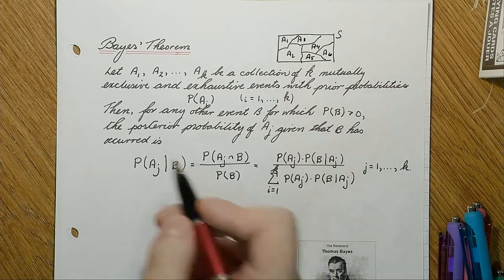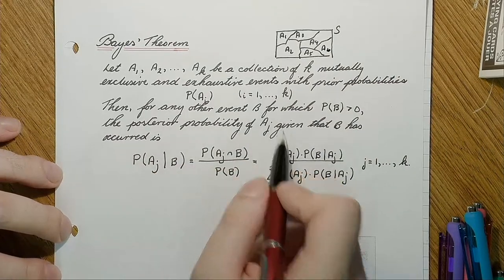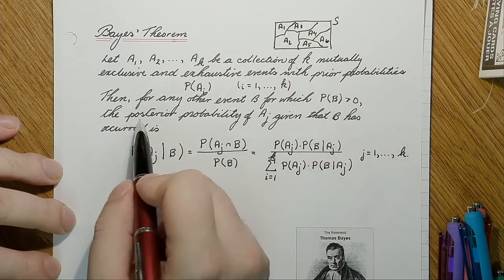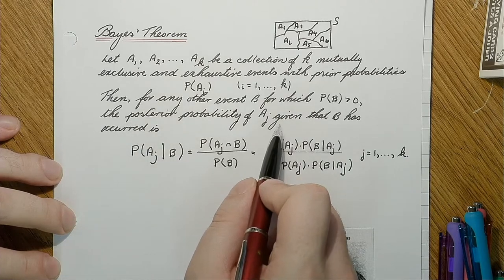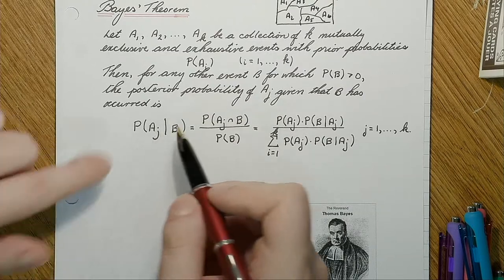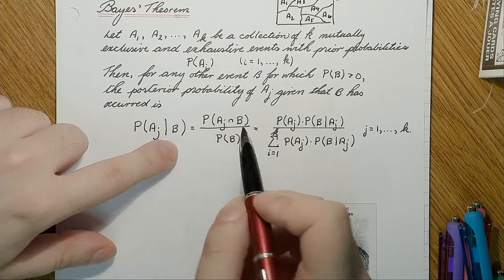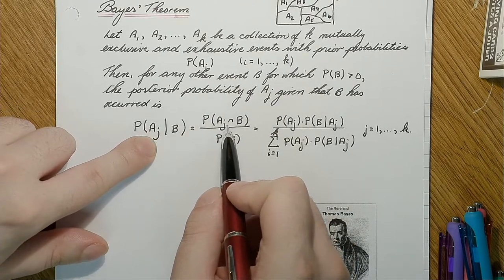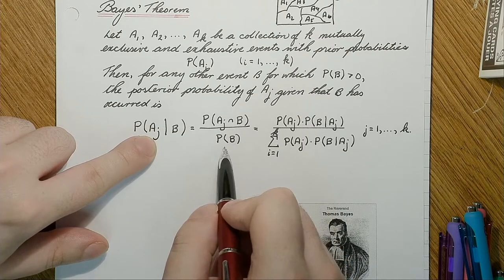Okay. Then for any other event B, the posterior probability of AJ, given that B has occurred, is this formula. So again, they have the probability given B. It's just this event and B, all over the probability of B.